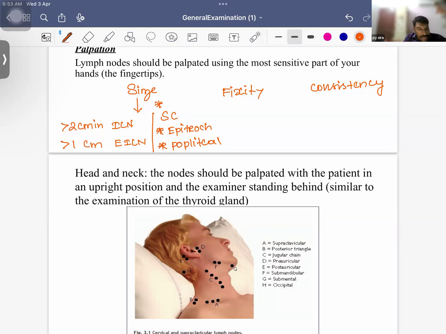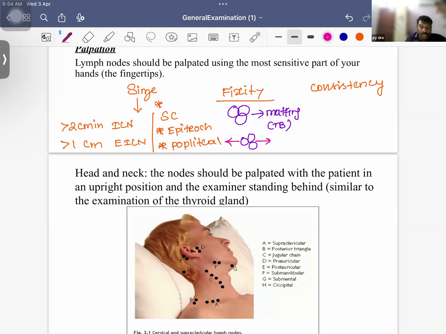Then fixity. Lymph nodes are fixed to each other. If one is stuck to another, then it is matting. If matting is present, it is going to be tuberculosis. Or it can be fixed to the underlying tissue, or it can be fixed to the skin.